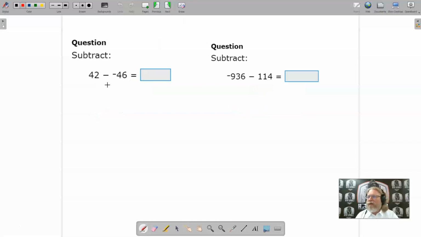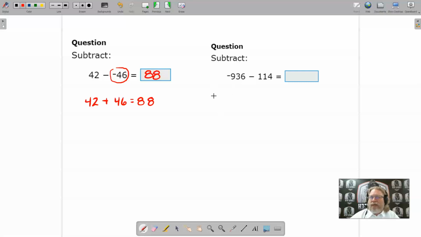Here we have 42 minus -46, so we're going to change this to 42. Let's change the sign to addition. Take the opposite of -46, and that would be +46. Now they are both the same sign. They're both positive. So the answer is going to be positive. And then I could stack these up. I could just say 6 plus 2 is 8, and 4 plus 4 is 8. So we're going to end up with an answer of a positive 88.